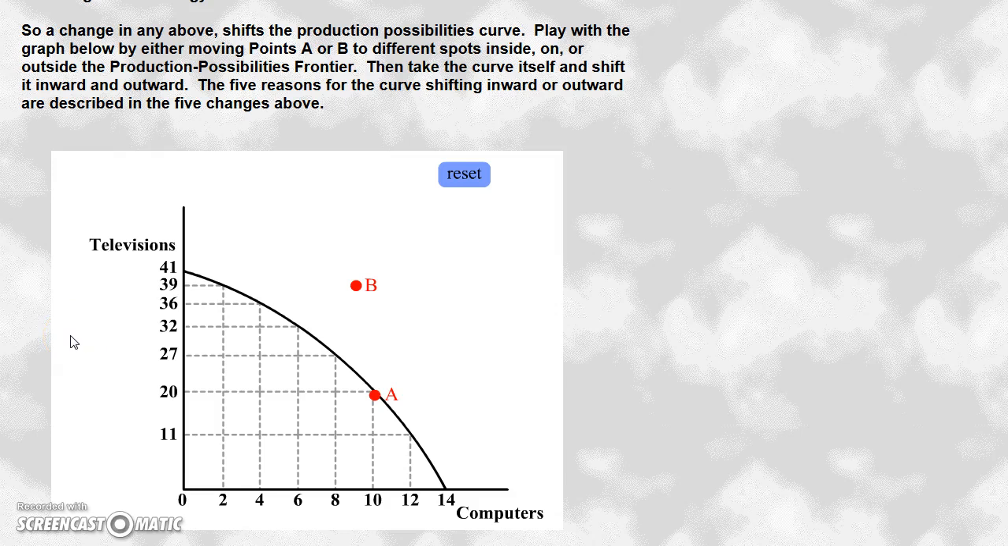So hopefully this cleared up some of the terminology and was helpful as kind of an introduction to the PPC curve. Let me know if you have any questions.